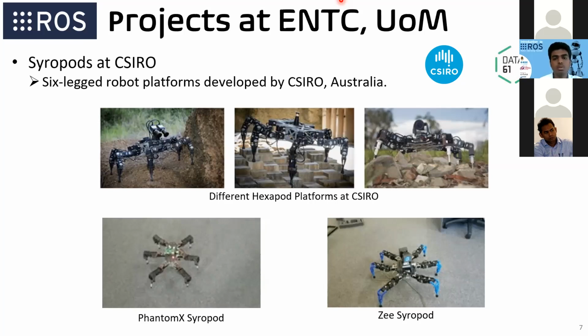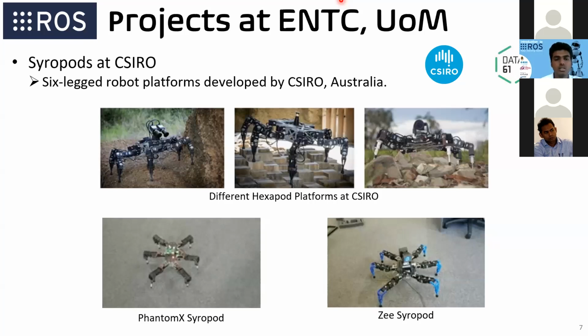The interesting thing about these robotic platforms is they all run ROS, and all of these Cyropods are controlled by a single high-level controller called the Cyropod high-level controller. It's actually a ROS-based package. I myself had the chance to work with two Cyropods. On the left-hand side, you can see the Phantom Edge Cyropod. It's controlled by a Raspberry Pi. So I implemented this Cyropod high-level controller on the Raspberry Pi and controlled this robot.